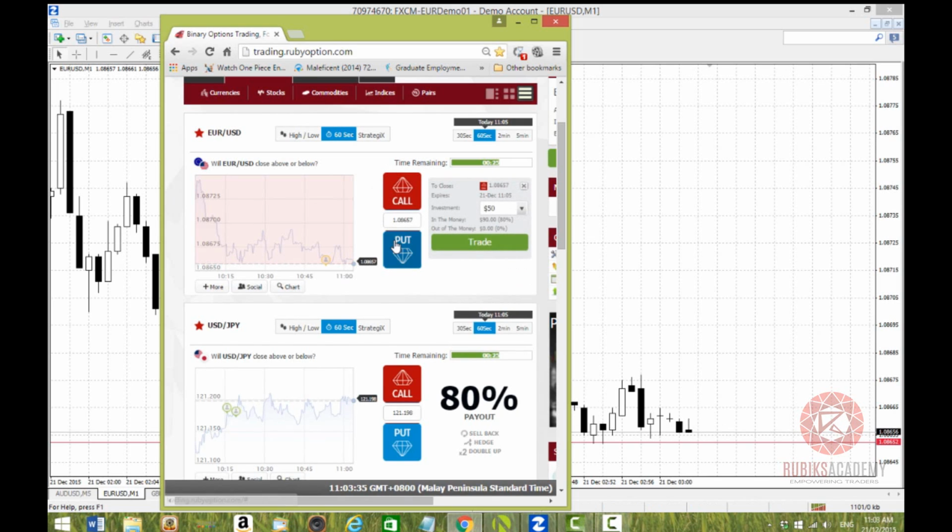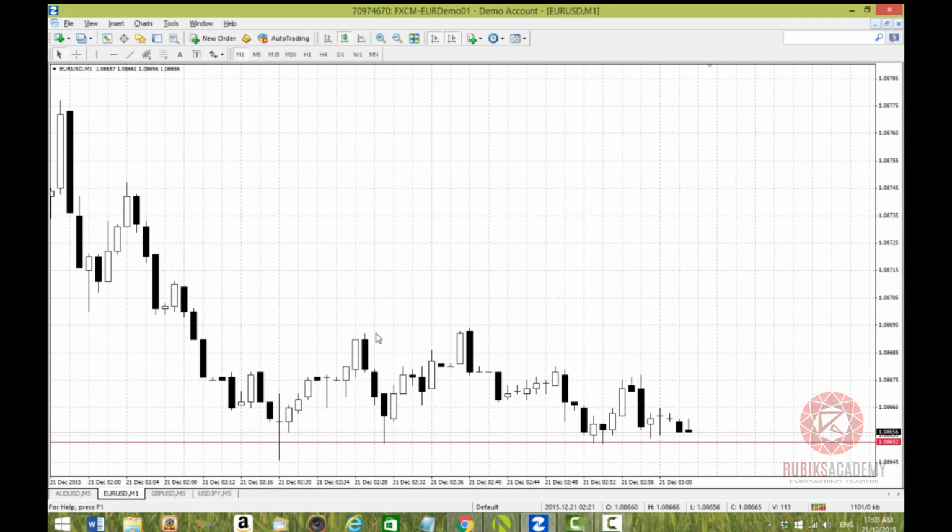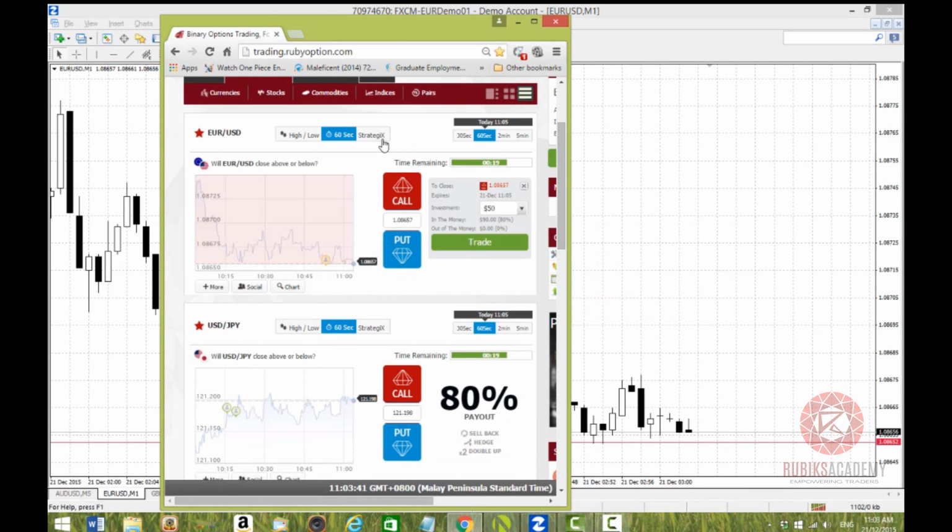So this is an M1 chart. If you have gone through my course, I go for 5 candlesticks, and that's why I'm going to go for a 5 minutes expiry. So let's see how this turns out.